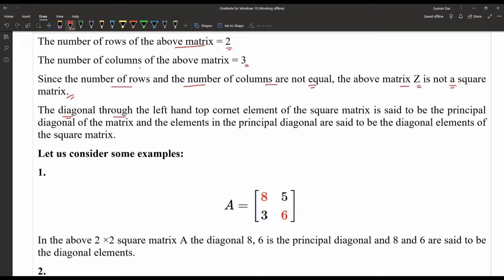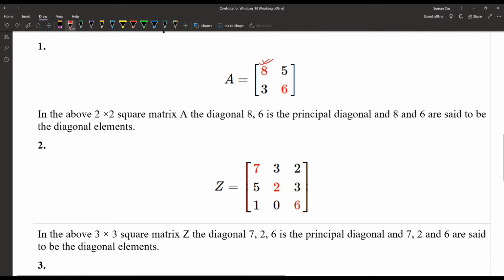The diagonal through the left hand top corner element of the square matrix is said to be the principal diagonal of the square matrix. Once again, from the left hand top corner, that means from here, that is called the principal diagonal of the matrix, and the elements in the principal diagonal are said to be the diagonal elements of the square matrix. Let us check the example.